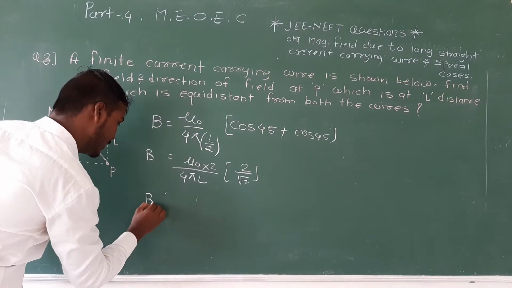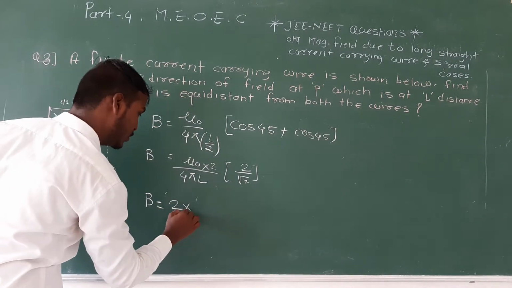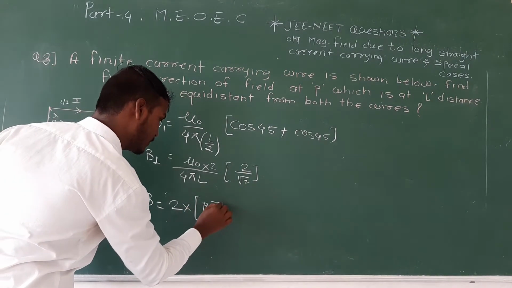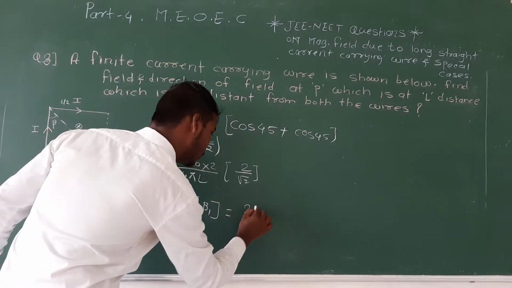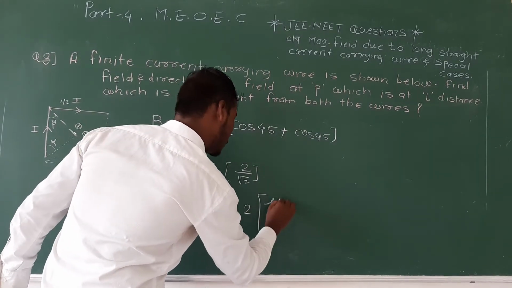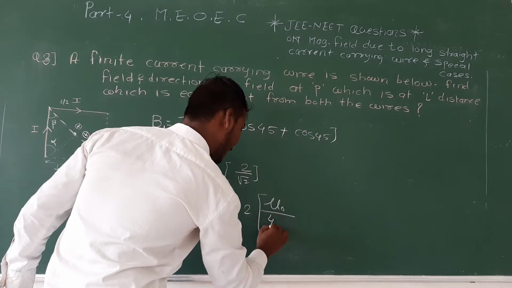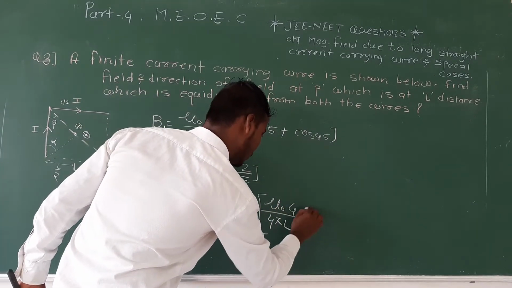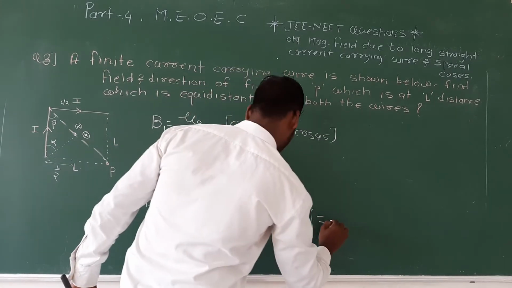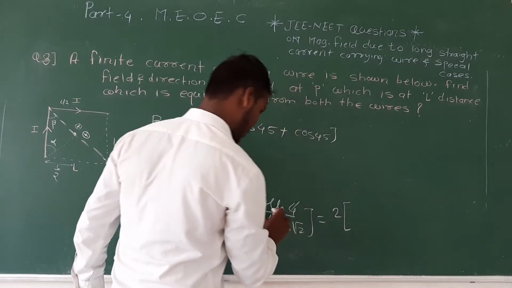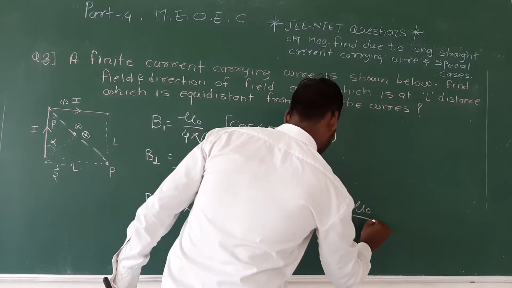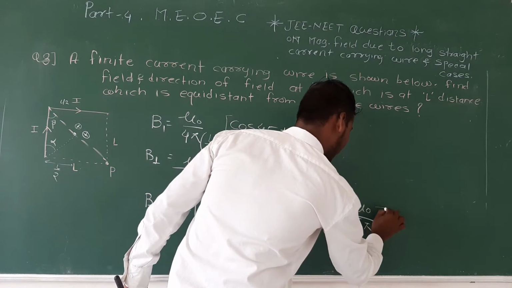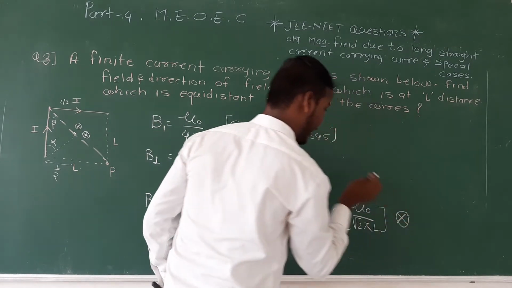So B will be 2 into B1. This is, let's say, B1, 2 into B1. So that will be 2 in bracket mu 0 divided by 4 pi L, 2 into 2, 4 divided by root 2. The 4 will get cancelled, that will be 2 in bracket mu 0 divided by pi L root 2, or root 2 mu 0 by pi L, and the direction is inside.